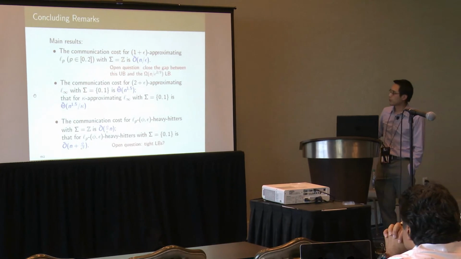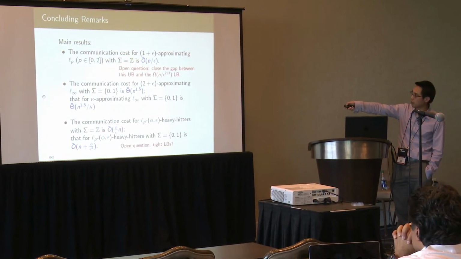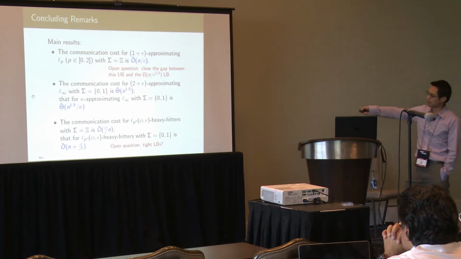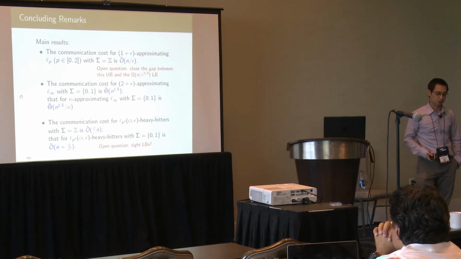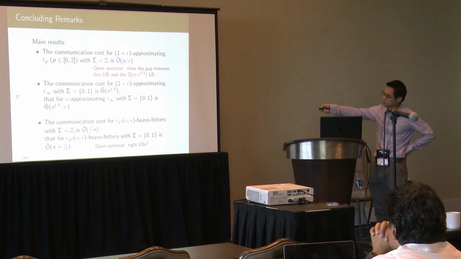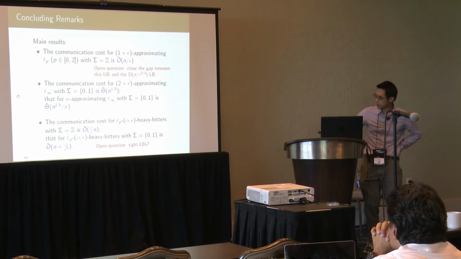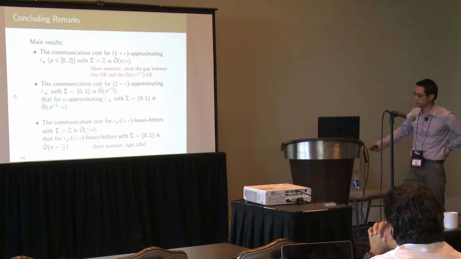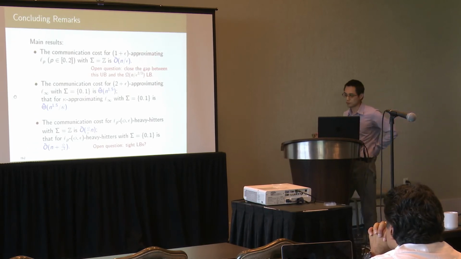And there are a few open questions. First, we still have a gap between the upper bound and the lower bound for Lp norm estimation. So the gap is roughly 1 over epsilon to the power 1 over 3. And how to close this gap is an open question. And for heavy hitters, we don't have any lower bounds. We don't know if those are tight or not. Okay, so that concludes my talk. Thank you.